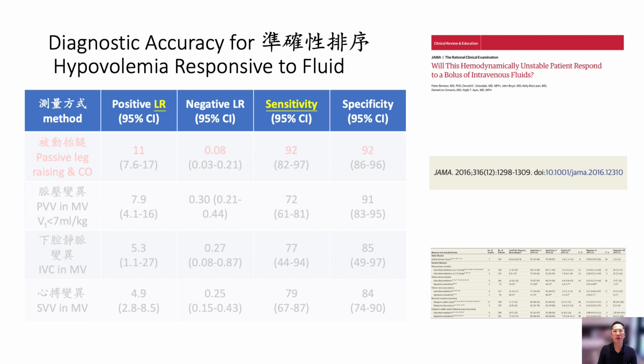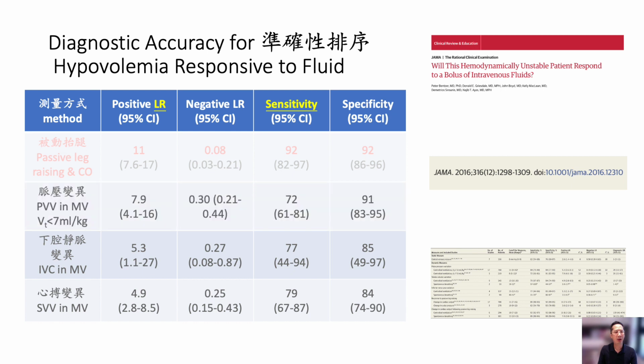So this is a previous meta-analysis published in JAMA. They found that the stroke volume variation has a relatively good positive likelihood ratio, followed by the IVC variation, the pulse pressure variation, and the best one is the passive leg raise test and the cardiac output change.